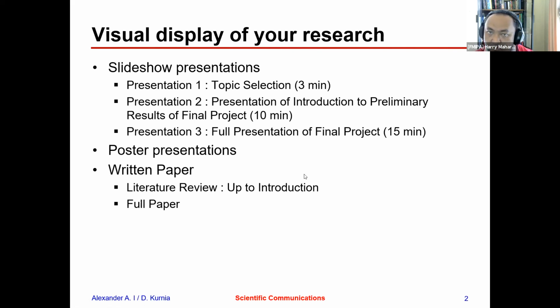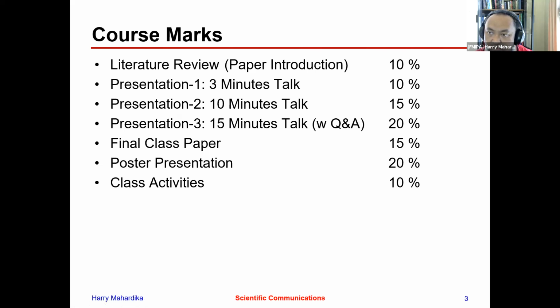So in terms of marks, these are the contributions of each assignment. The literature review, which is the paper introduction, will contribute 10% of your final mark. After you submit the introduction, we're going to have a 3 minute talk, your PowerPoint or slideshow presentation, which also contributes 10% of your final mark.